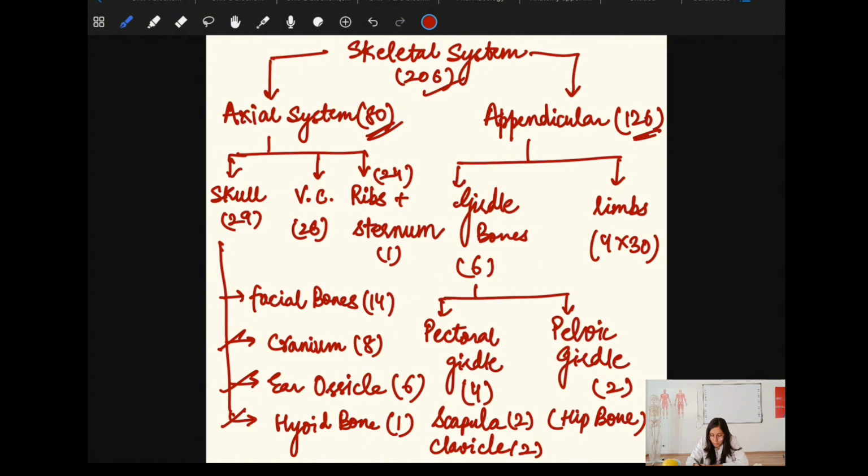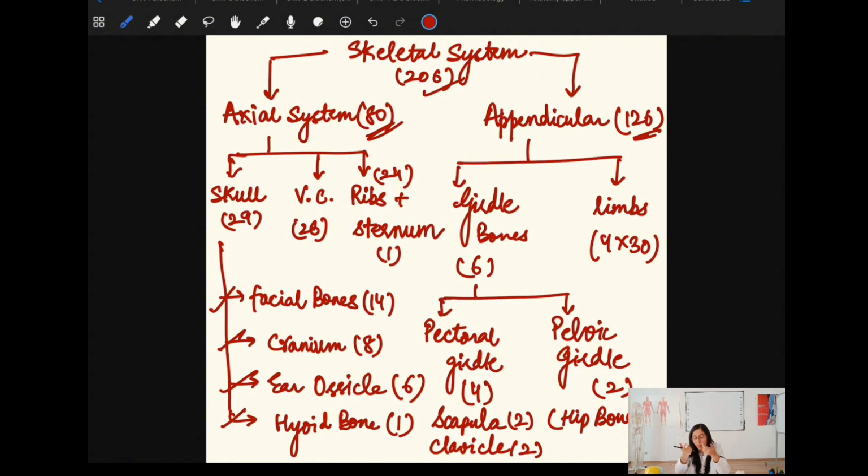So next is the vertebral column. The vertebral column comprises 26 bones: cervical, thoracic, lumbar, the sacrum, and the coccyx. Then there are the ribs and the sternum. The sternum is an unpaired bone, the dagger bone. The ribs are about 24 in number.